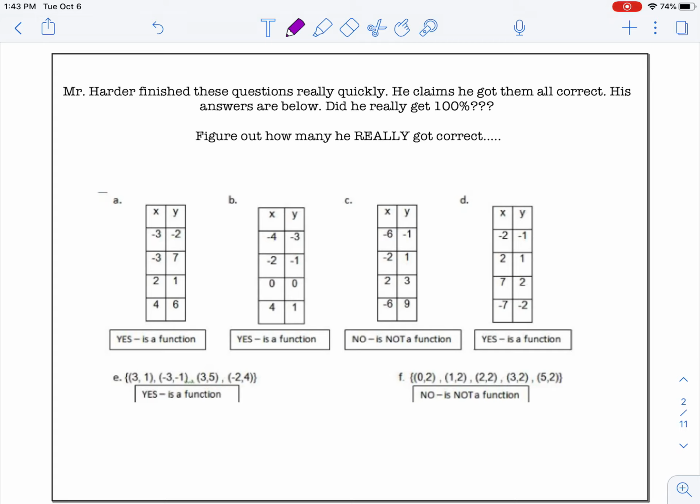Mr. Harder finished these questions really quickly. He claims he got them all correct. His answers are below. Did he really get 100%? Figure out how many he really got correct. So take a look at these. You're the teacher. You correct them. You see if he got 100%. Pause the video. See what you think. Figure out how many he got correct. Then start the video and see if you were right.